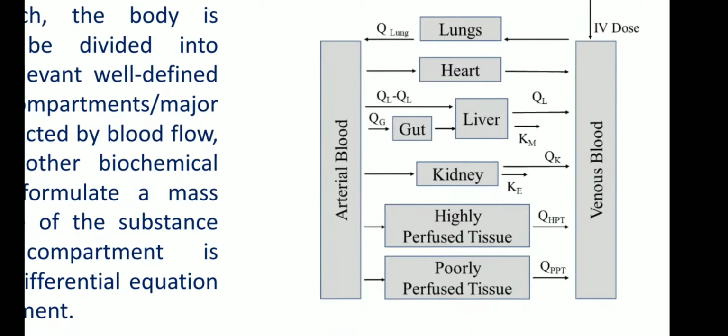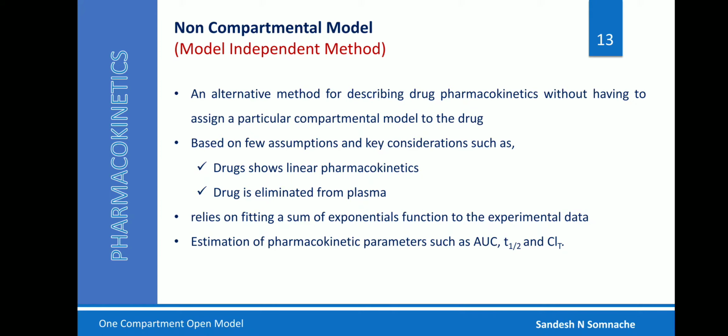It is based upon some assumptions, such as that the drug always shows linear pharmacokinetics and the drug is eliminated from the central plasma, and it relies on the fitting of a sum of exponential functions to the experimental data. Estimation of pharmacokinetic parameters such as area under the curve, T half and total clearance is required.